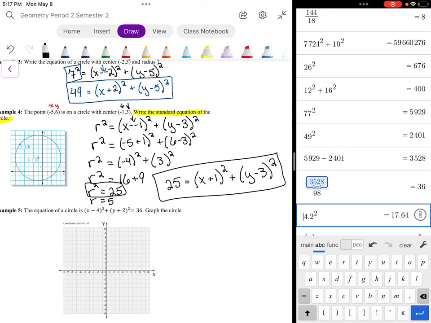If you are given the graph, so sometimes you won't be, but if you are, then you can just count the radius and then you don't have to do all the work. So depending on if you're given the graph or not will show you what you need to do on each problem.